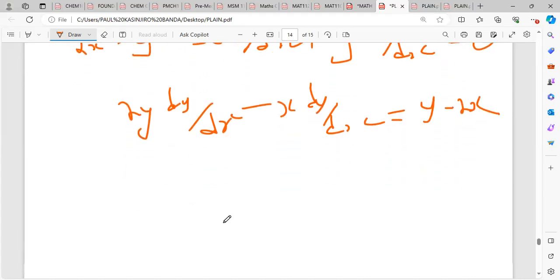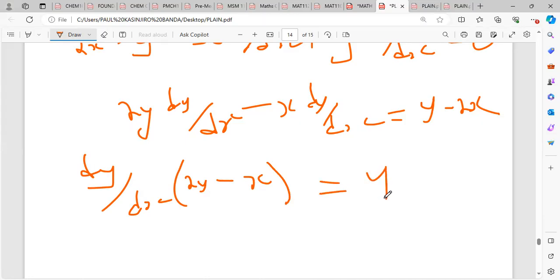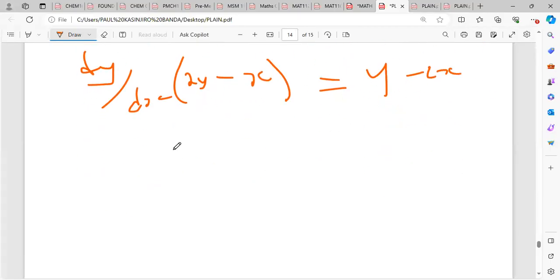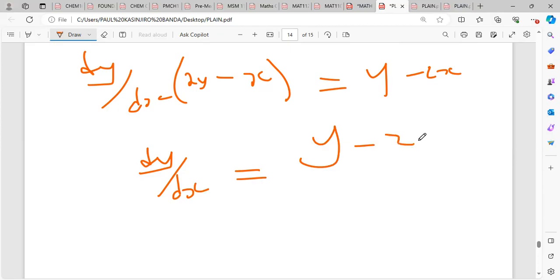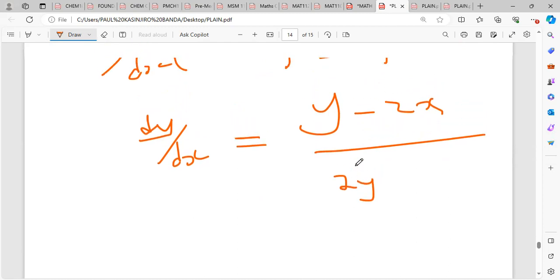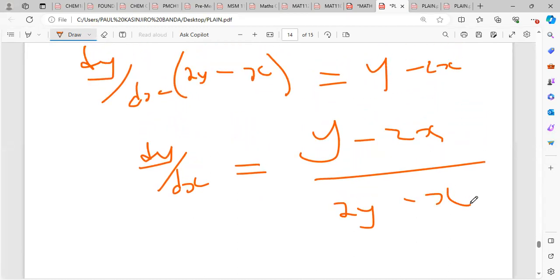Then from here now, I'm going to factorize the dy dx. So dy dx, then I have 2y there minus x, is equals to y minus 2x there. So I divide by 2y minus x on both sides. It means my dy dx there will be equals to y minus 2x over 2y minus x.